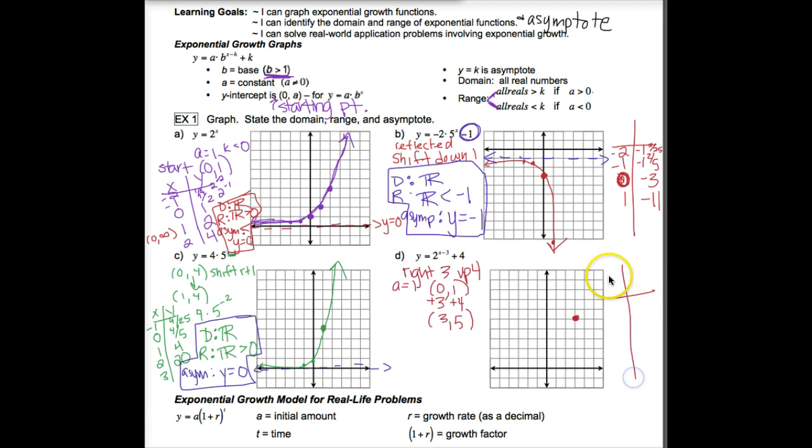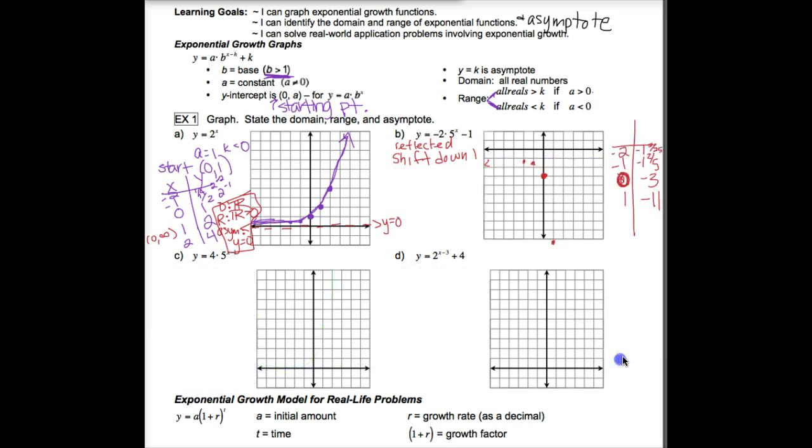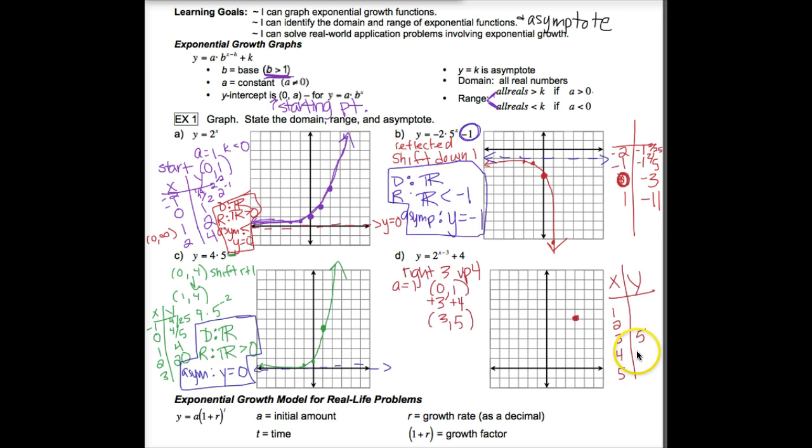Again, here I just kind of prefer to make a T-chart. So I've got 3, 5, so I'm going to try 2, 1, 4, 5 possibly. So when I plug in 4, 4 minus 3 is 1. So 2 to the first, 2 plus 4 is 6. So the point 4, 6 is going to be on there. When x is 5, 5 minus 3 is 2. 2 squared is 4, and 4 plus 4 is 8. So the point 5, 8 will also be on there.